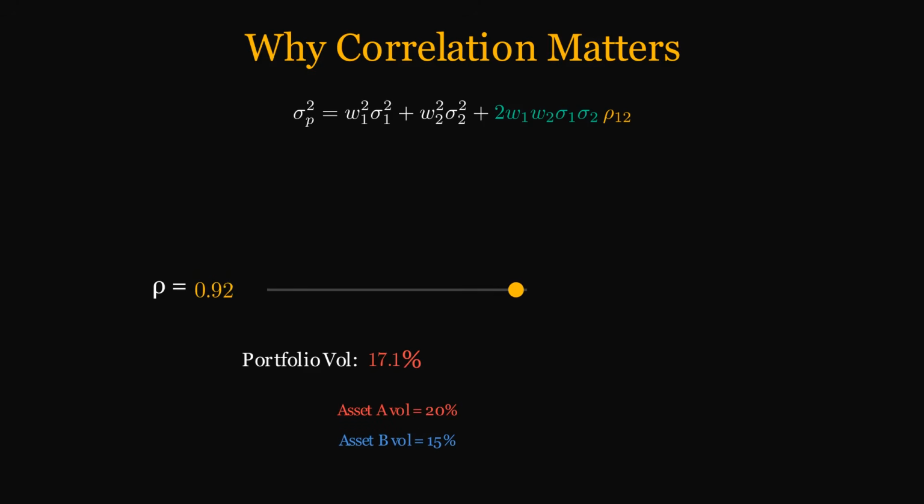Watch what happens as we slide correlation from +1 down to -1. At +1, perfect lockstep, the portfolio carries 17.5% volatility, which is just the weighted average of the two assets. As correlation falls, the variance shrinks. At 0, we hit 12.5%. At -0.5, 9%, below both individual assets. And at -1, you could construct a portfolio with near zero volatility. This is the mathematical proof of diversification.